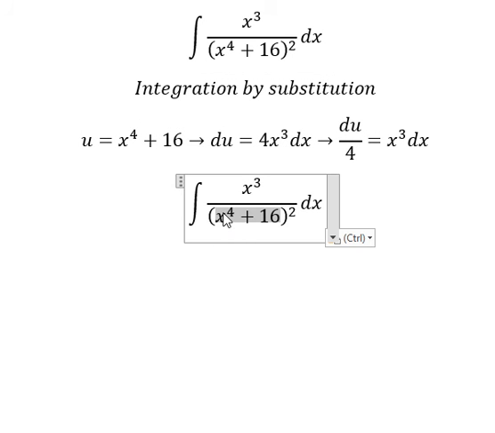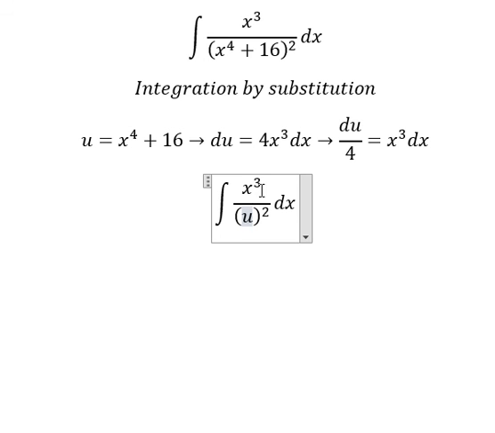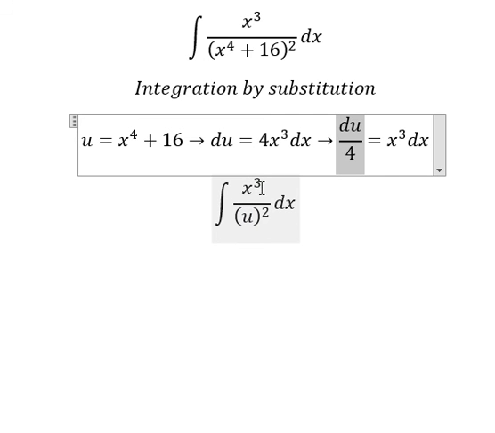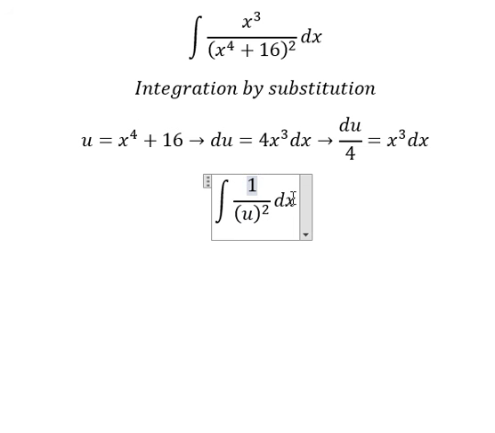This one we change for u. s to the power of 3 ds we change for this one. That's du over 4.